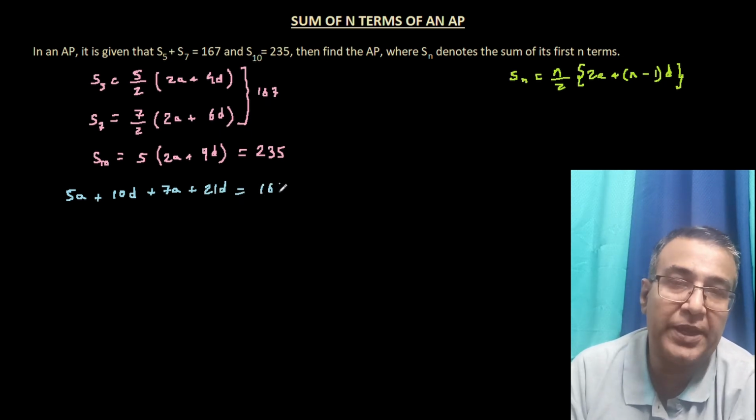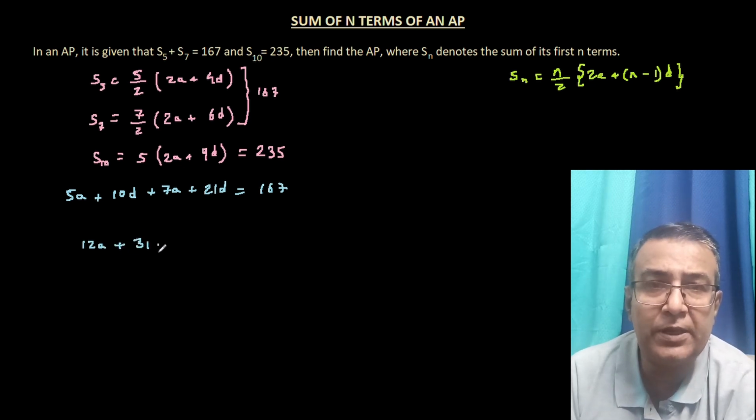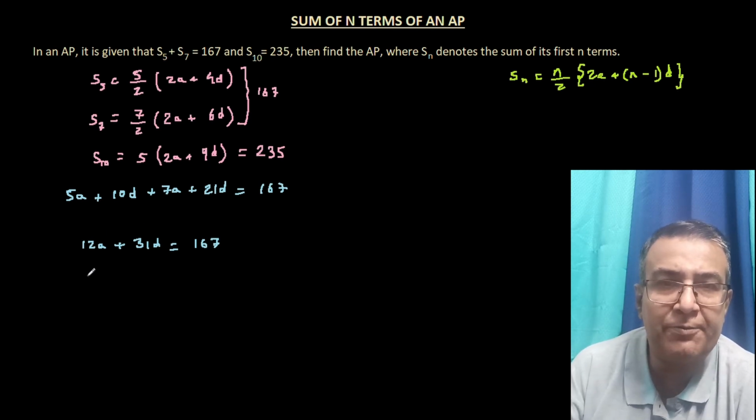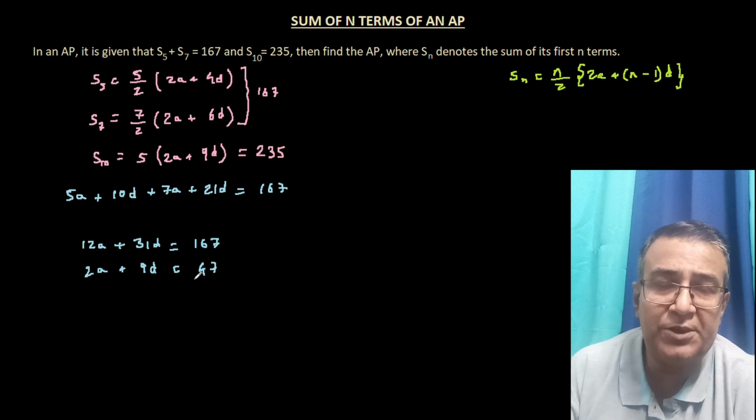The sum of these two together is 167. Simplifying this further, when we add the a's together, 5a plus 7a gives us 12a, and 10d plus 21d gives us 31d. That should be equal to 167. For the second equation, we can see that 235 is divisible by 5, so we can take 5 to the other side. So here we'll be left with 2a plus 9d should be equal to 235 divided by 5, which gives us 47. Now we'll try and solve these equations by the elimination method.